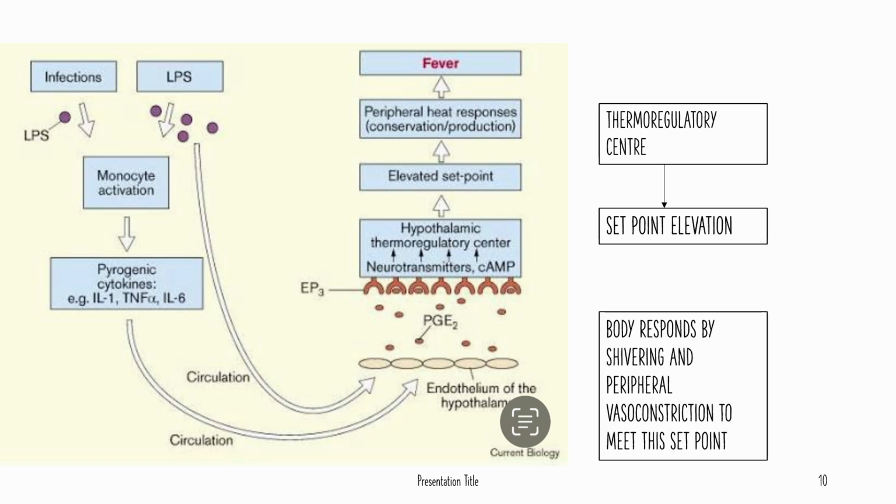Now the body has to respond with heat gain mechanisms like shivering and peripheral vasoconstriction, so that the body's blood can be directed to the core organs. By whatever means, the body is going to raise the temperature, and this is manifested as fever.